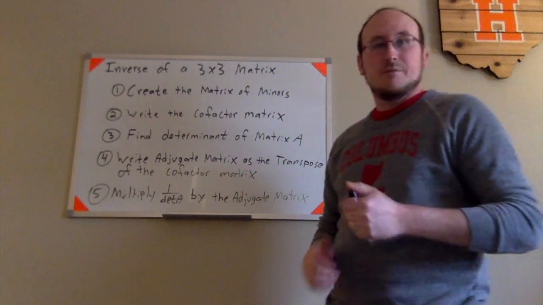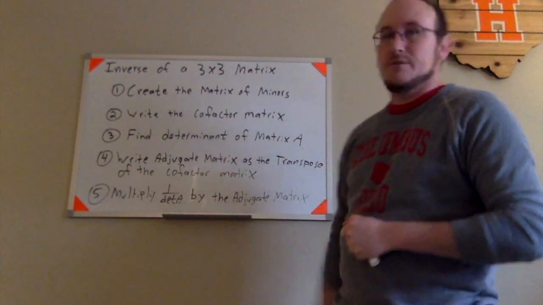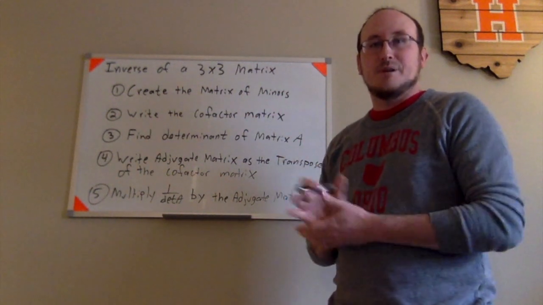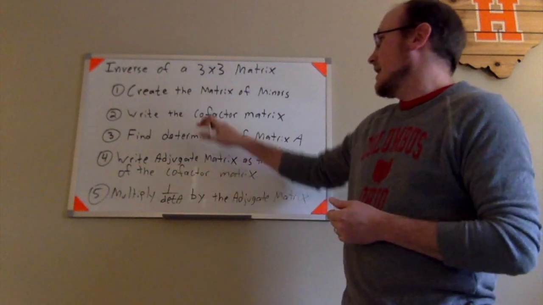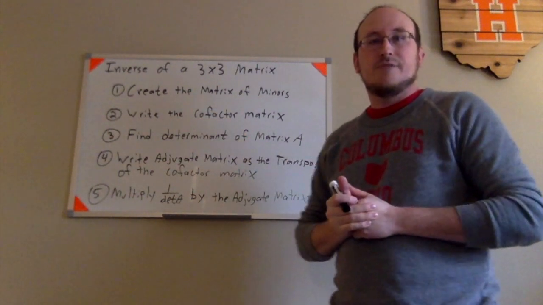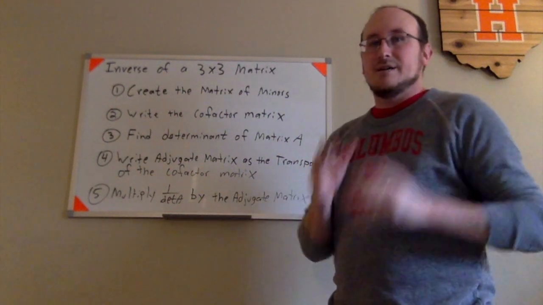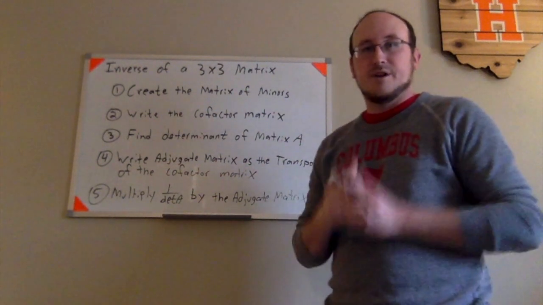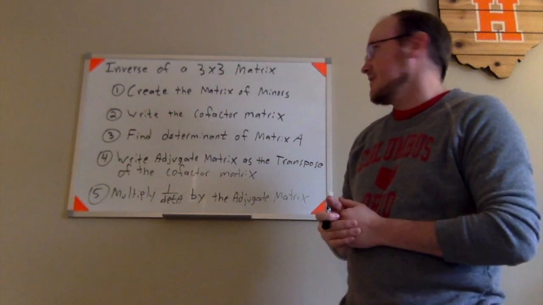So the first thing that we have to do, I'm just going to outline the process right now. The first thing that we have to do is create what's called the matrix of minors. I'm going to show you how to do that by finding a bunch of smaller determinants here in part 1 of this video. Then we will write what's called the cofactor matrix. We will write that by taking the matrix of minors and bringing that sign matrix that I talked about in another video back into play to change the signs of some of the numbers in this matrix of minors.